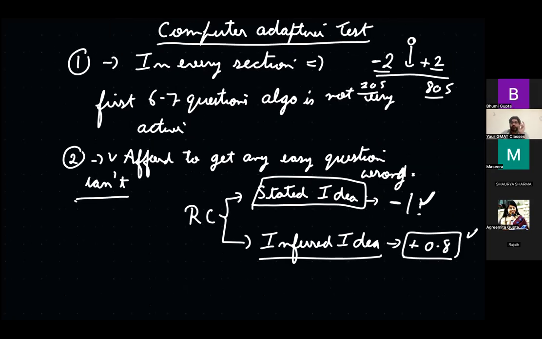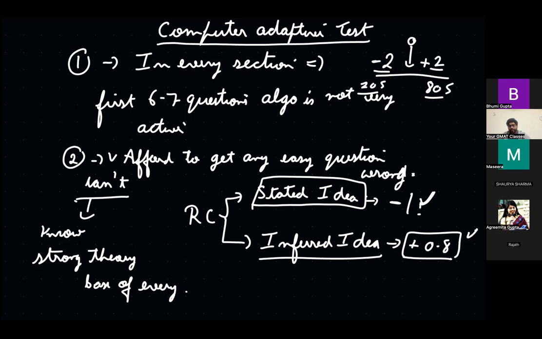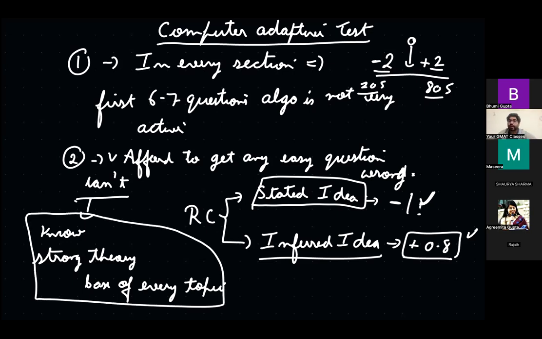Okay. So that was point number two. And what does it translate to? It translates to that you need to know or have a strong theory base of every topic. Because I don't know from which topic they will ask the easy question, but they will ask the easy question. It really does not matter at what level you are.